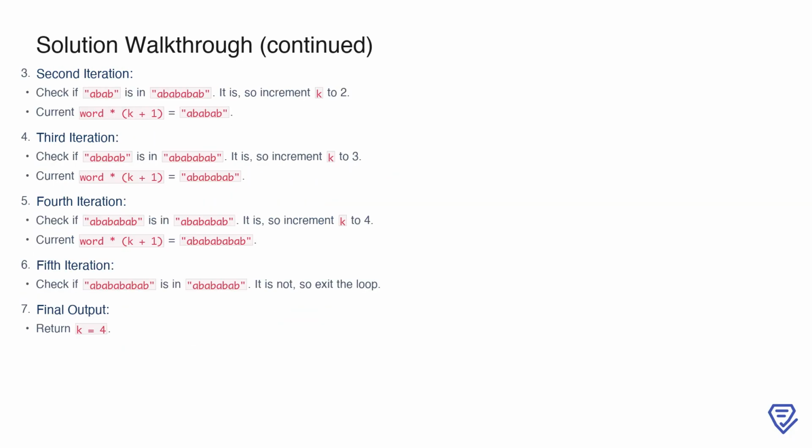With the sequence ABABAB and the word AB, we proceed to the second iteration where ABAB is found, so k becomes 2. The next repetition, ABABAB, is also found, so k is incremented to 3. Then, we check ABABAB, which is still in the sequence, leading to k being incremented to 4. Now, the next calculated repetition is ABABABAB, which is not in the sequence. At this point, we exit the loop. The final output is k equal to 4, indicating that AB can repeat consecutively up to 4 times in ABABAB.